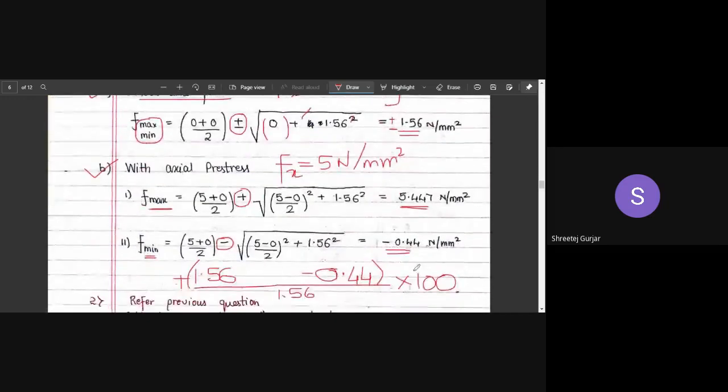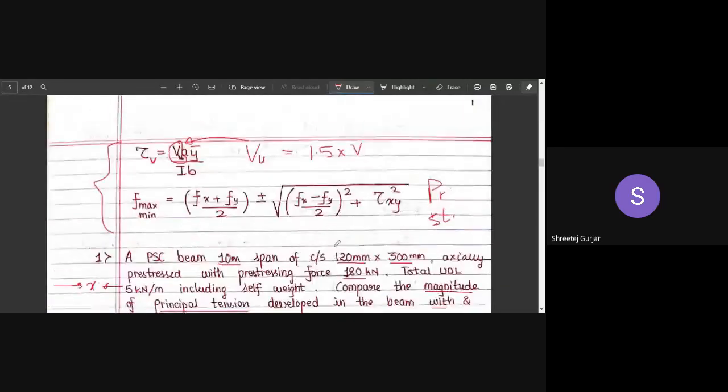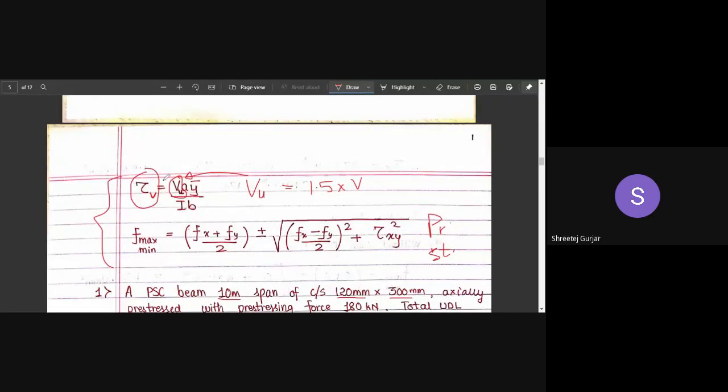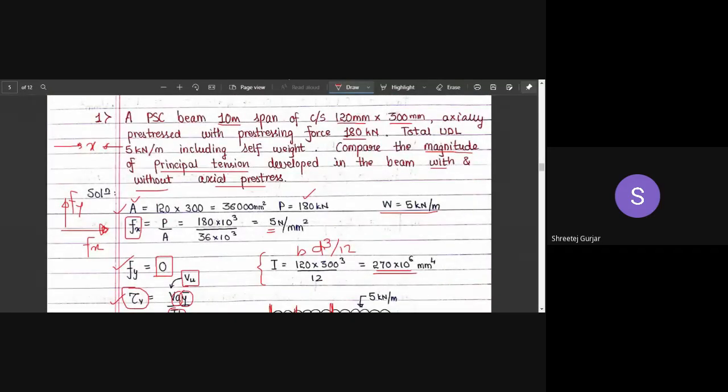Next, I hope this numerical is clear. Why have we calculated tau v? We have calculated tau v to substitute in this particular equation. Fx and Fy we can calculate easily. Fx is nothing but P by A. Fy is usually 0, and if they want us to consider Fy, they will give you the value of Fy directly. So Fx and Fy will be known. The shear stress value you can calculate using this particular formula, and then you can calculate F max and F minimum. Is the first numerical clear to you? Can we move to the second one?